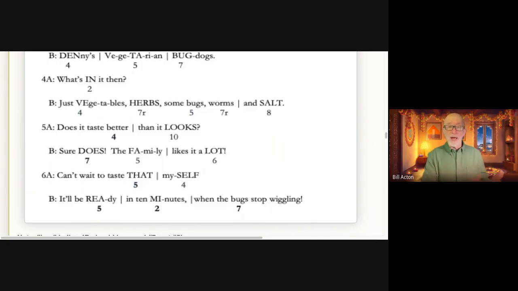5B, you've got 7, 5, and 6. 7, 5, and 6. Sure does. The family likes her lot. See on that lot, when you say it at the end of a sentence like that with some emphasis, you feel it coming out a lot. A lot. It actually comes out a bit.